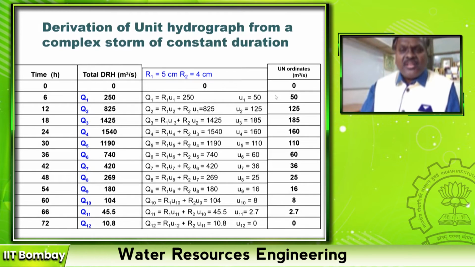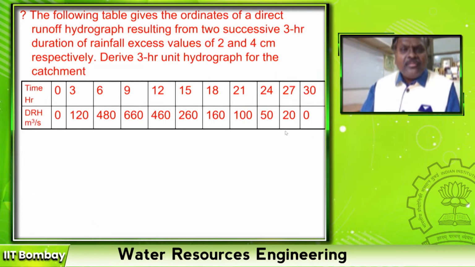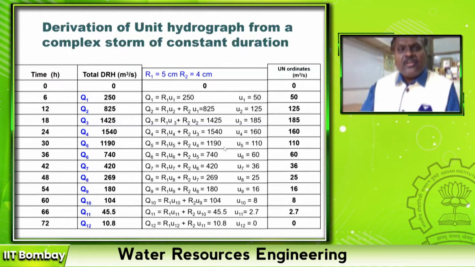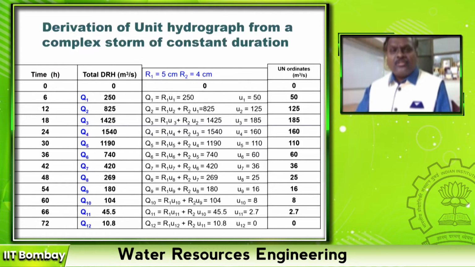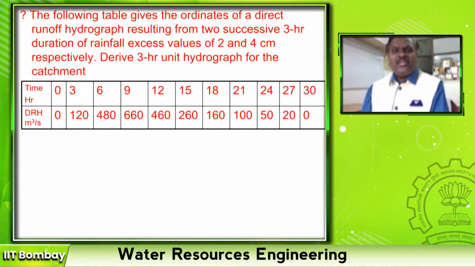And these are all the ordinates. This is how we derive the ordinates of a unit hydrograph from a complex storm. Okay, I request everyone to write down this and solve it. The following table gives the ordinates of a direct runoff hydrograph resulting from two successive 3-hour durations of rainfall excess, 2 centimeters and 4 centimeters. Derive the 3-hour unit hydrograph, right.